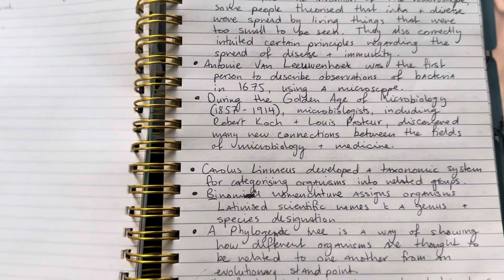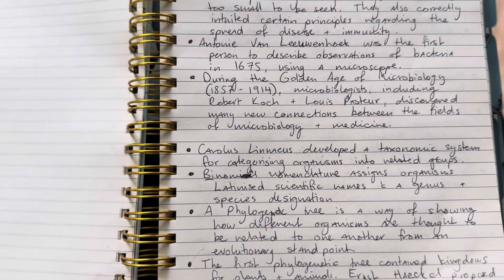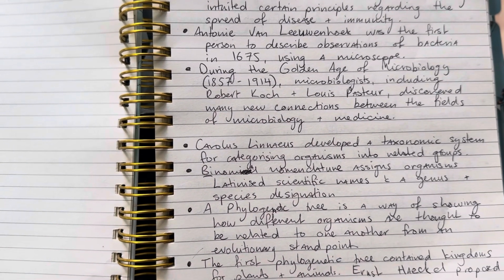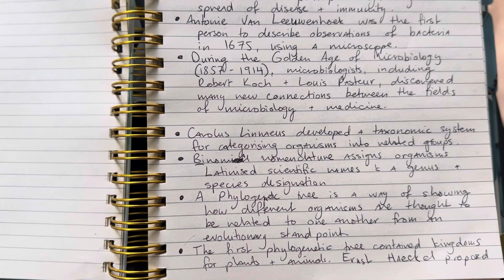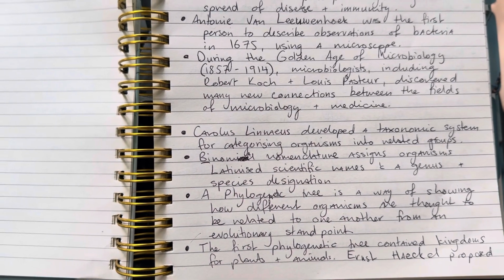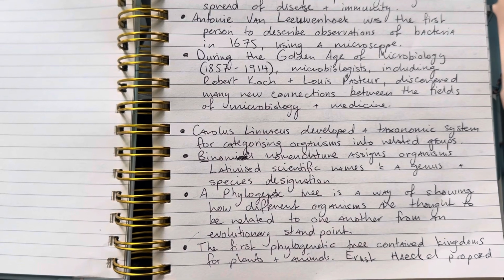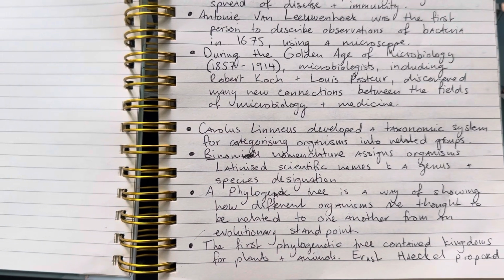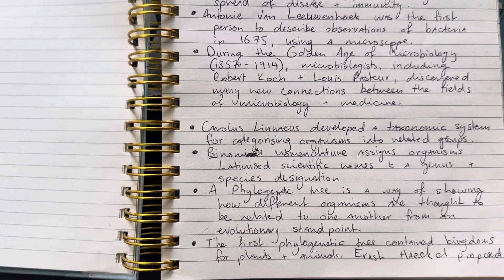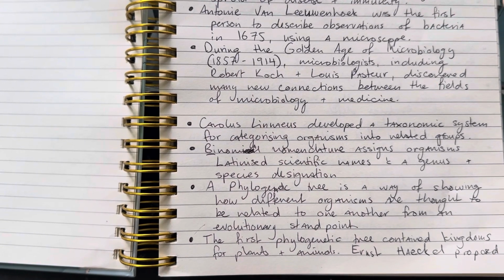Carolus Linnaeus developed a taxonomic system for categorizing organisms into related groups. Binomial nomenclature assigns organisms Latinized scientific names with a genus and species designation. A phylogenetic tree is a way of showing how different organisms are thought to be related to one another from an evolutionary standpoint.